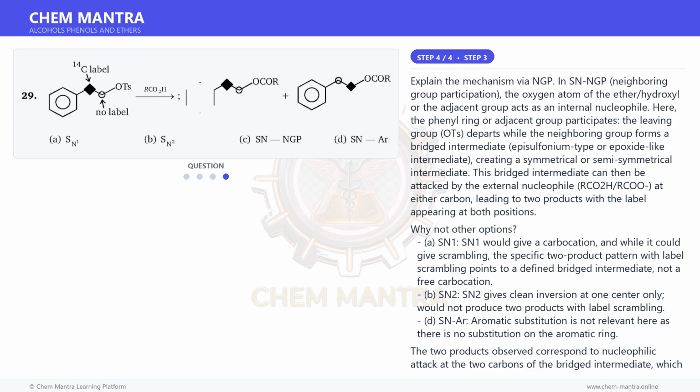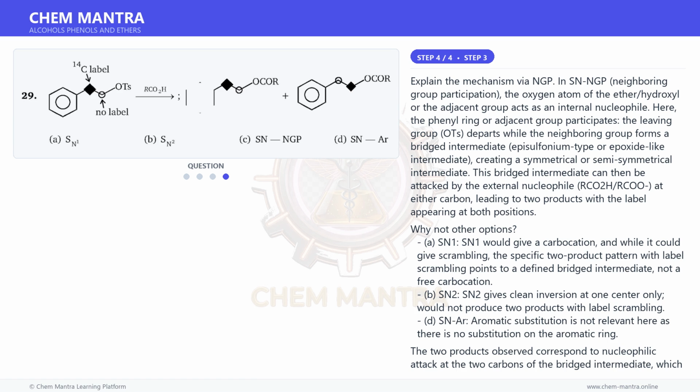And for the final step, explain the mechanism via NGP. In SN-NGP, neighboring group participation, the oxygen atom of the ether or the adjacent group acts as an internal nucleophile. Here, the phenyl ring or adjacent group participates. The leaving group, OTs, departs while the neighboring group forms a bridged intermediate, episulfonium type or epoxide-like intermediate, creating a symmetrical or semi-symmetrical intermediate.